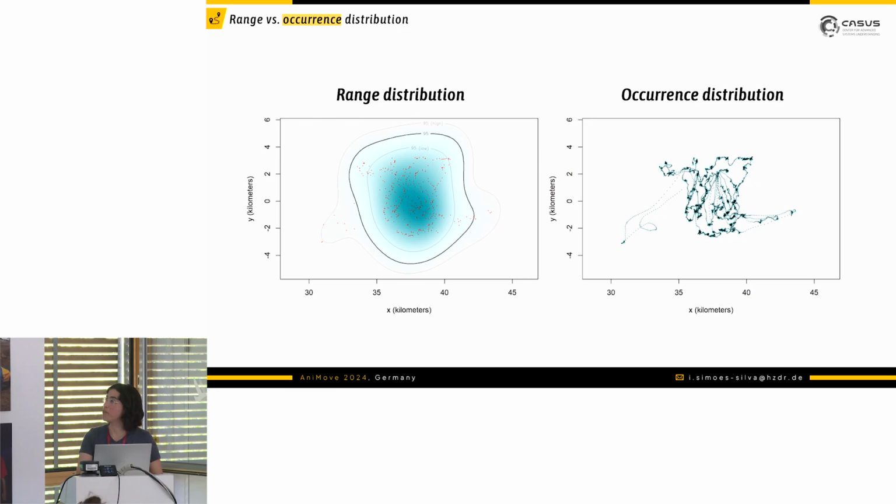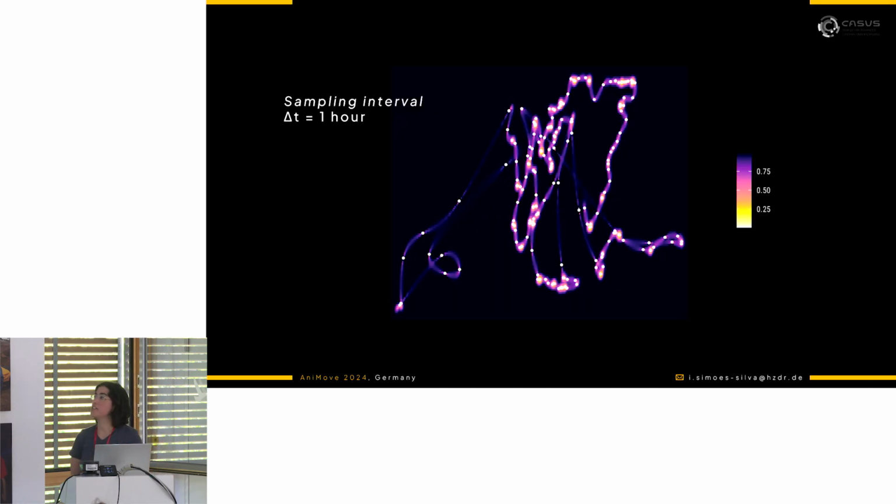So if you plot them side by side, the method that estimates range distribution and the method that estimates occurrence distribution should look very different, right? The thing is, though, even though range distribution, like we've seen so far, especially with the autocorrelated kernel density estimators, is sampling independent, this occurrence distribution, however, is not, right?